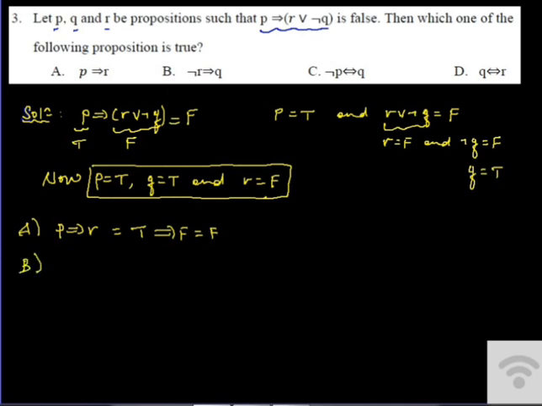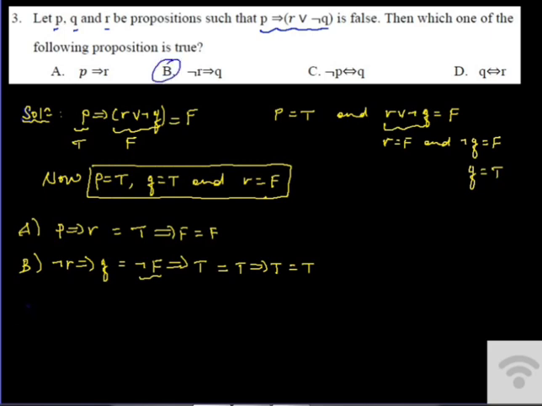Let's check for B. The negation of R implies Q. R is already false, so the negation of R is true. The negation of false implies Q, where Q is true. Now this is the same as the negation of false is true, implies true. Now true implies true is true. So immediately our answer will be B.